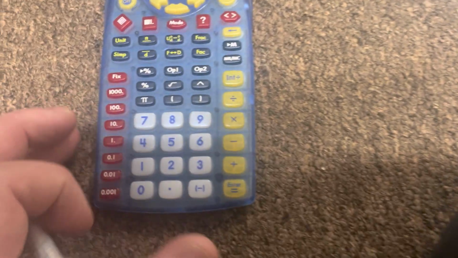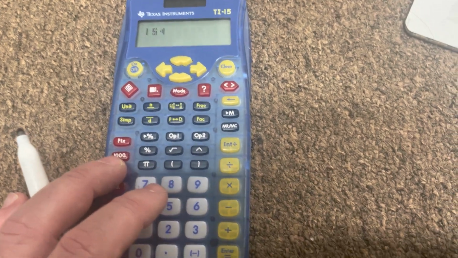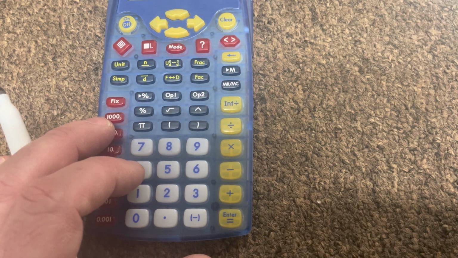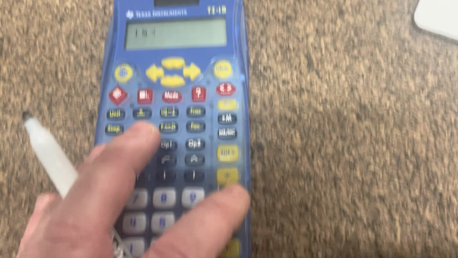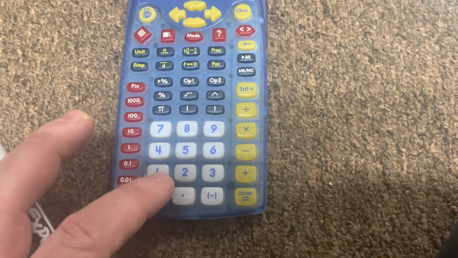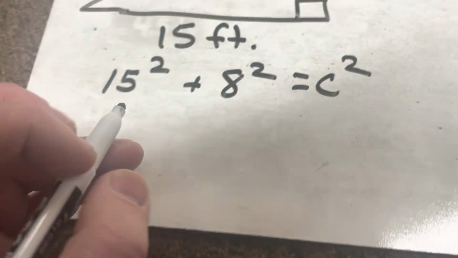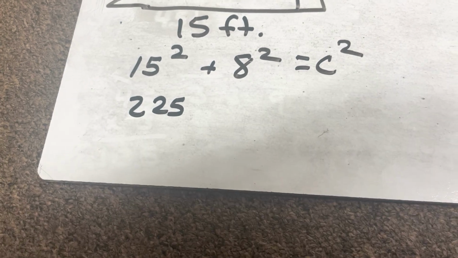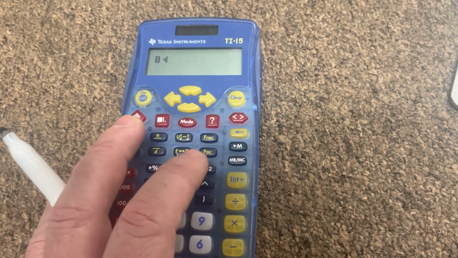I'm going to come over here to my calculator and enter in 15. I'm a little unfamiliar with this calculator, so I'm just going to go 15 times 15 to square it, and that's going to equal 225. So 15 squared is 225. Most calculators will have a square button. I'm going to try this one here. This is a new calculator for me. 8. What happens when I square that?